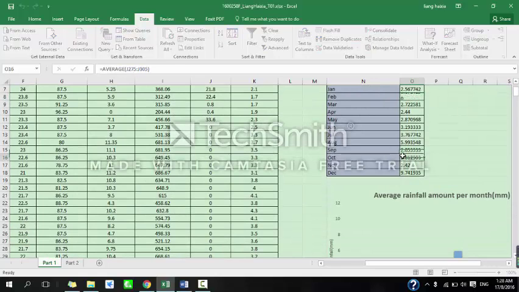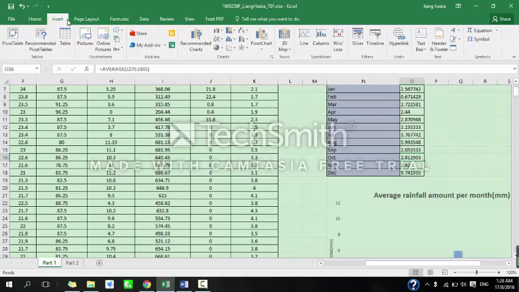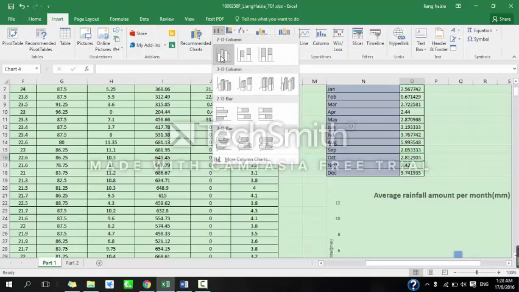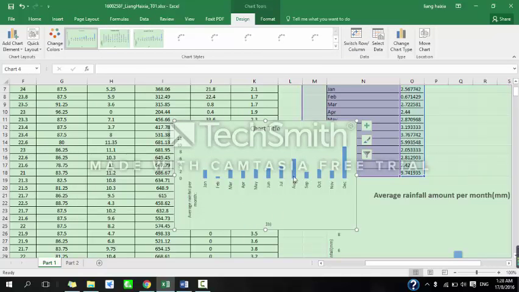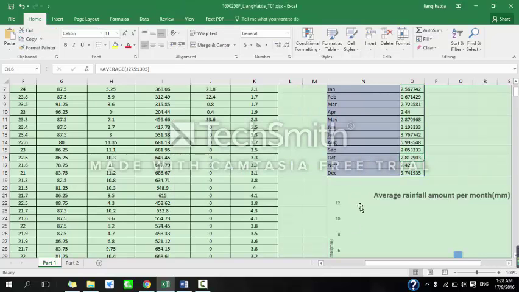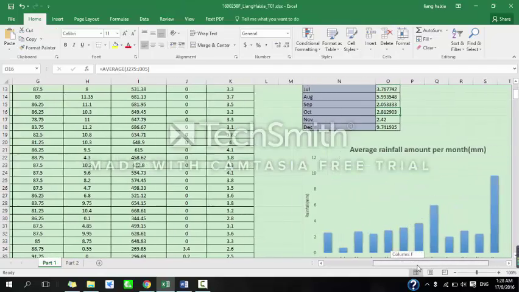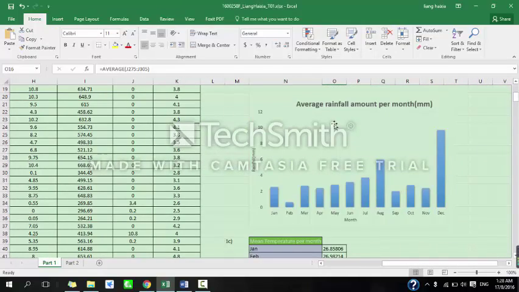After that, we click on any of the boxes from this table and insert a bar chart, and then the data will come out. We just need to change the title and edit here and there. And this is the result, the output.